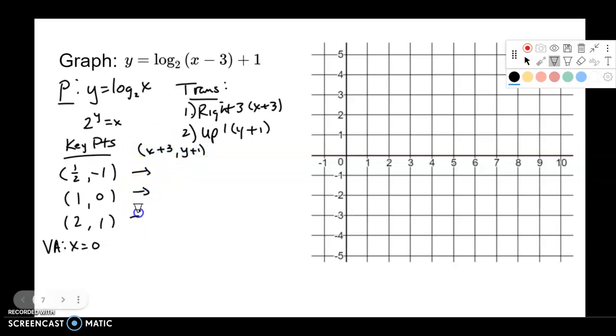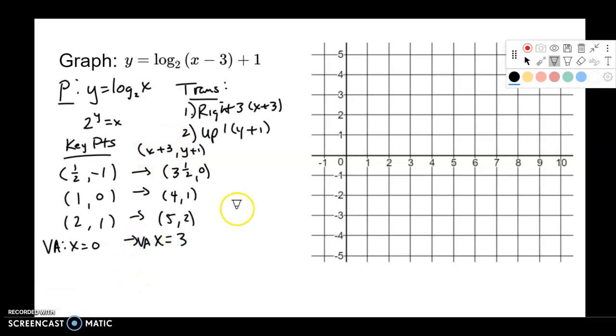If we do that to all of these points, including the asymptote, we are going to end up at: 1/2 plus 3 is 3.5, -1 plus 1 is 0. 1 plus 3 is 4, 0 plus 1 is 1. 2 plus 3 is 5, 1 plus 1 is 2. And then my vertical asymptote at x equals 0 gets 3 added to it, so it's going to end up at x equals 3.